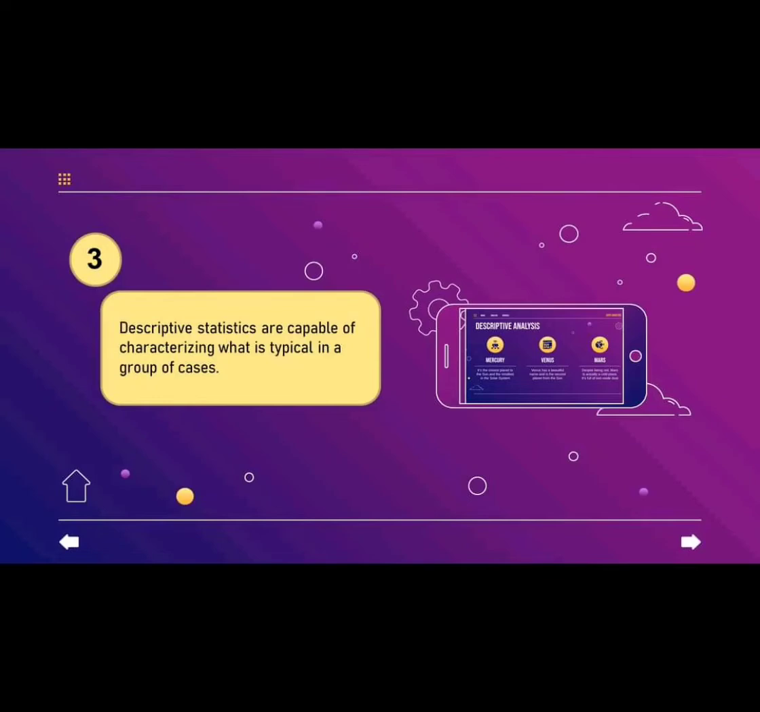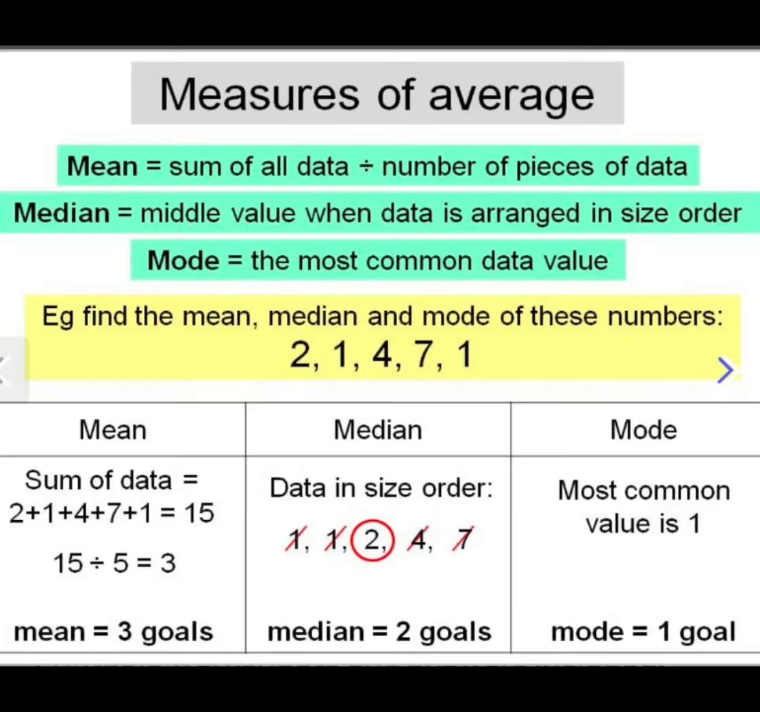3. Descriptive statistics are capable of characterizing what is typical in a group of cases. Such statistics, referred to as measures of central tendency, commonly include the mean, median, and mode. The arithmetic mean is what is commonly called the average. It is the sum of the scores divided by the total number of cases involved. The median is the value of the middle item when scores are arranged according to size. The mode refers to the category or score that occurs most frequently.